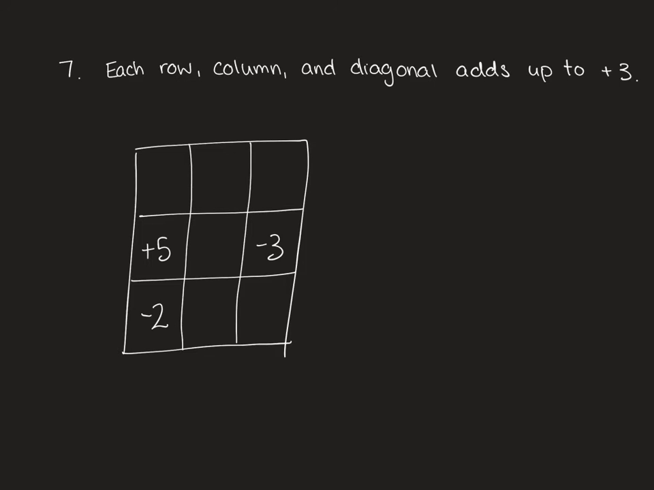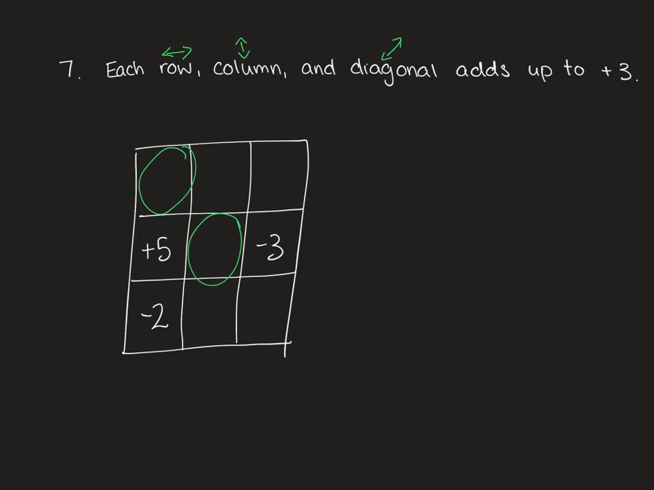Question 7 is a puzzle where each row, so rows go side to side, column, so columns go up and down, and diagonal, so we're going to go kitty corner, adds up to positive 3. So we need to fill in all of the missing boxes using this information. Now, there's 2 boxes we could try to fill in first. We could fill in this box or this box because there's only one missing piece of information in that row.